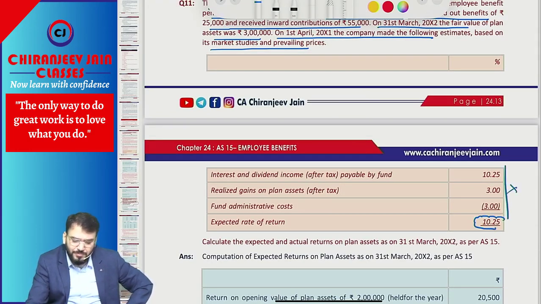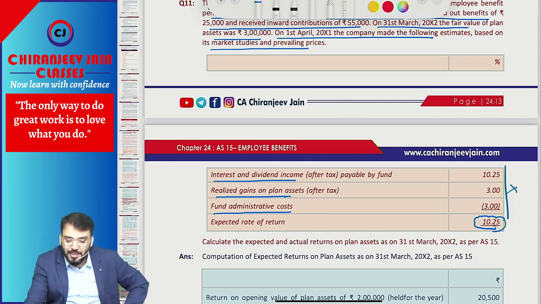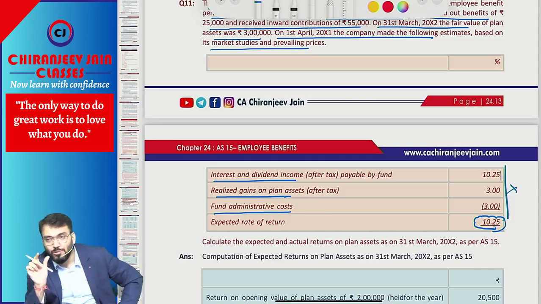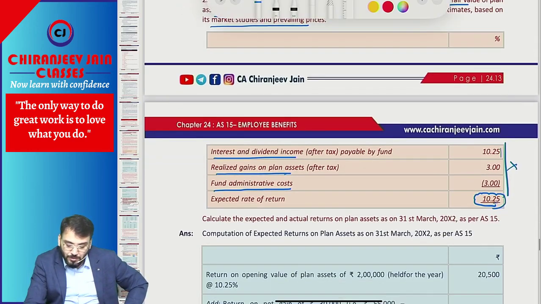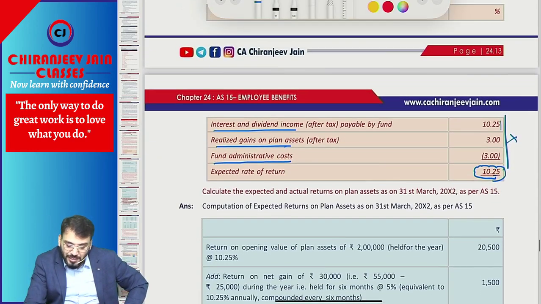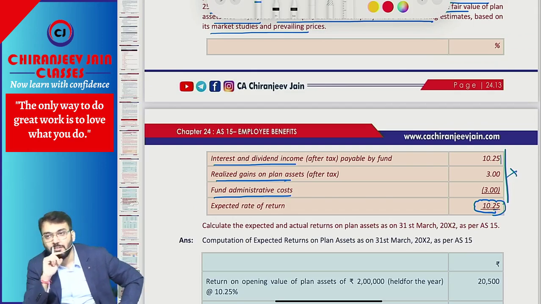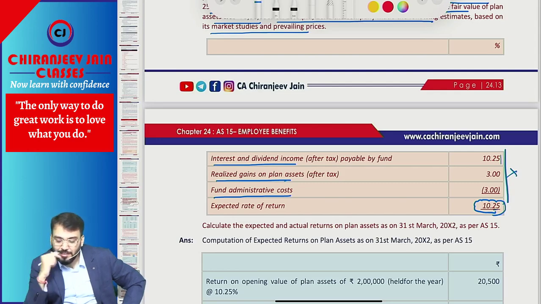This breakup is not needed. You want expected rate of return? That is nothing but interest and dividend income, realized gain on plan asset, fund admin cost. You want this rate, 10.25%. So that is given, ignore the breakup. You want the total expected rate of return, that is given as how much? 10.25%. If nothing is given, what will we assume? We'll always assume this 10.25% is the expected rate of return.